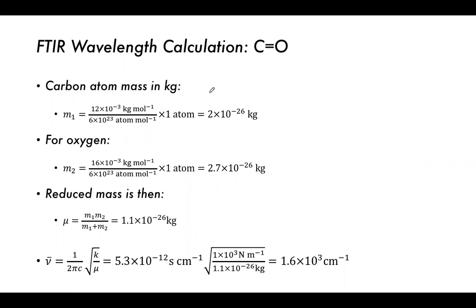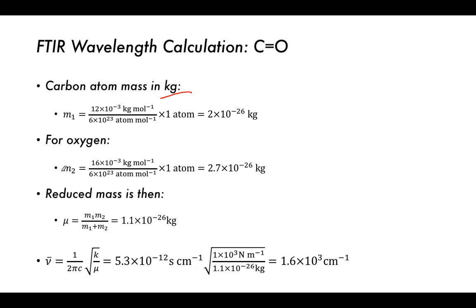Okay, so this is the last thing that we'll deal with today. This is a sample calculation of the harmonic oscillator type. So we're going to do it for this bond, the C double bond O bond. So the carbon atom has a mass in kilograms of this. So the important thing is that we often deal with these masses in kilograms. So the mass 1 of the carbon atom, so that's going to be M1. So it's going to be 12 times 10 to the minus 3 kilograms per mole over the number of atoms in a mole times 1 atom. So that gives us the mass of a particular carbon atom.